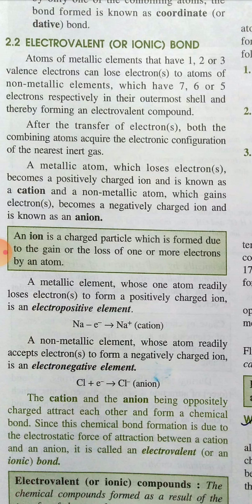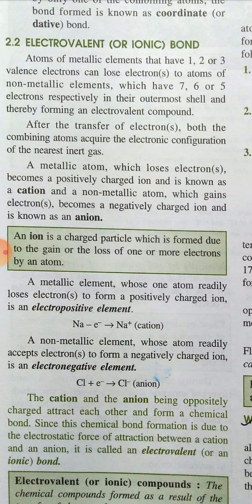And we know that non-metals are generally group 15, 16, 17 elements. Non-metals have 7, 6 or 5 electrons in their valence shell or outermost shell. That's why they want to get extra electrons to become stable, that is 8 electrons in their valence shell. So after the transfer of electrons, both combining atoms acquire the electronic configuration of the nearest inert gas.